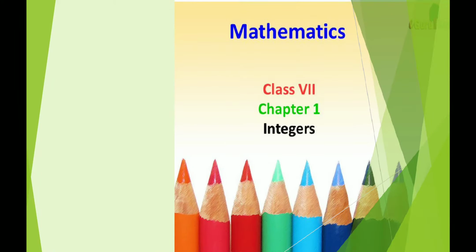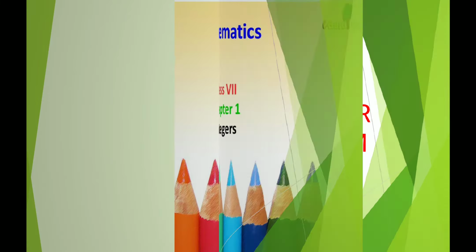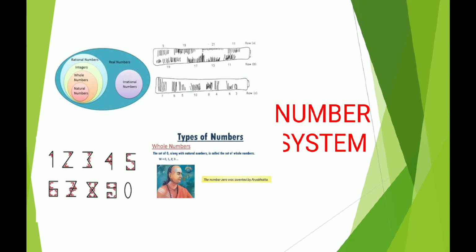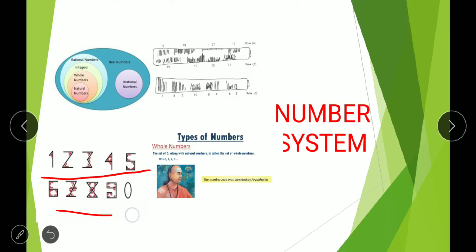In this video, we are going to learn Standard 7 integers. Before learning integers, we will learn about the number system. What is meant by number system? Yes, the number system means the numbers from 1, 2, 3, 4, 5, 6, 7, 8 and 9.